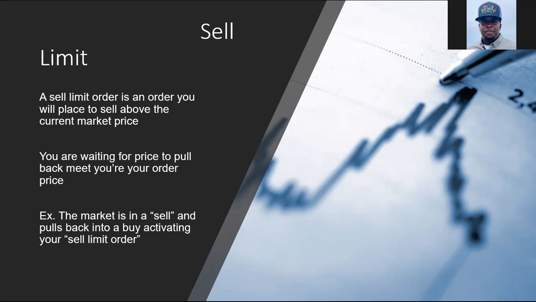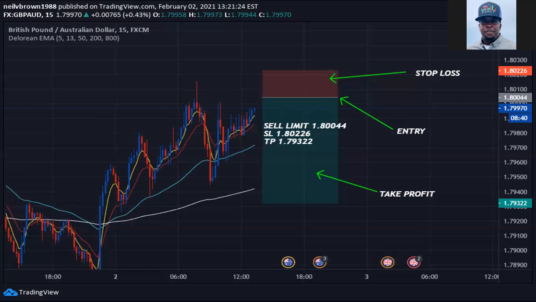Again, the market is in a sell and it pulls back into a buy, activating your sell limit order. So how do we see that? Price is pulling down in a sell. It then pulls back to a buy and is going to activate this entry for a sell limit order, to bring you back down in a sell and into profit.